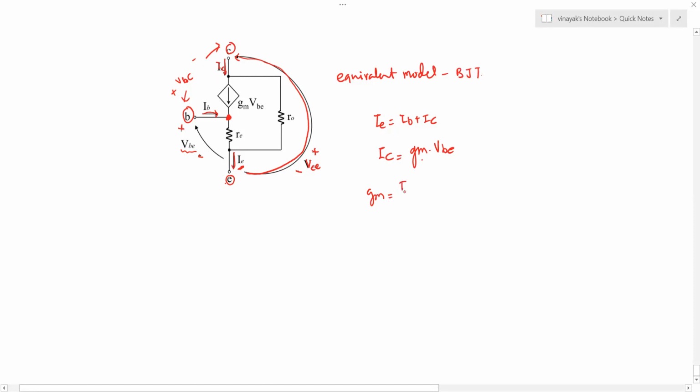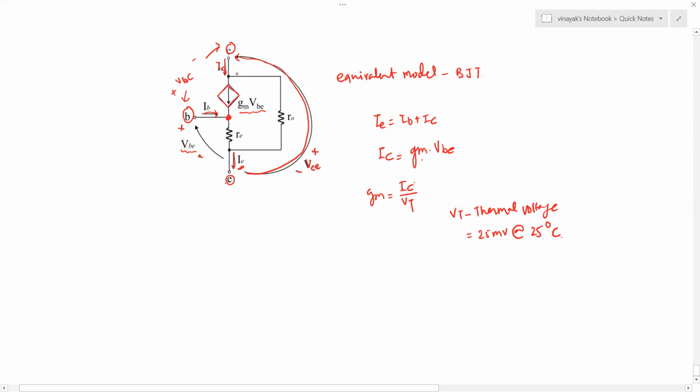transconductance of the amplifier, which is calculated by the ratio of the DC collector current divided by VT. VT is your thermal voltage, and its value is about 25 millivolts at room temperature. Okay, so that is how you have this dependent current source.